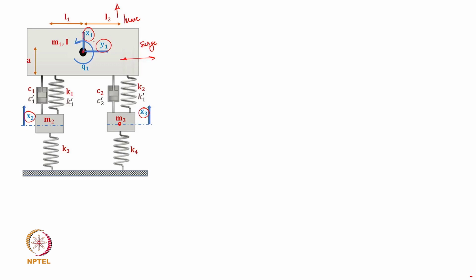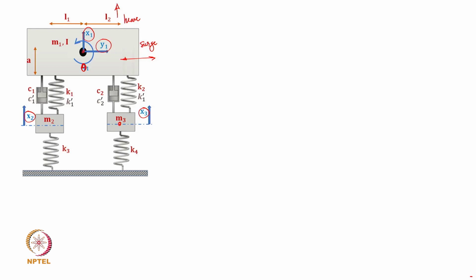Now, these two, with theta as the additional pitch degree of freedom for the chassis mass, are the 3 degrees of freedom for the chassis, and then 2 more degrees of freedom for the wheels. That basically suffices to capture the dynamics of this particular system.